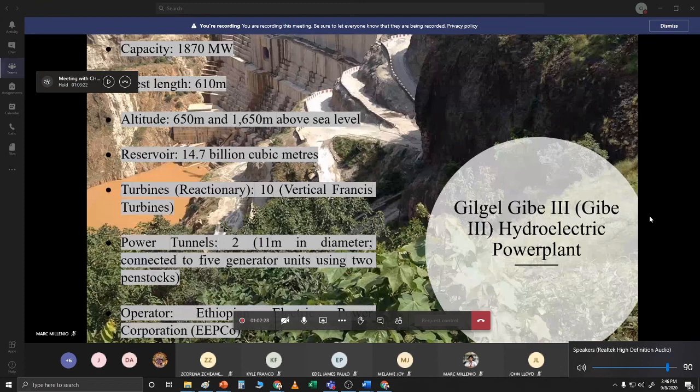So, yung reservoir niya po ay meron po siyang 14.7 billion cubic meters. Then, meron din po siyang 10 vertical Francis turbines. And may power tunnels po siya na meron pong 11 meters in diameter connected po sa 5 generators using 2 penstocks. So, ang pinaka-operator niya pong na-search ko po ay Ethiopian Electric Power Corporation.